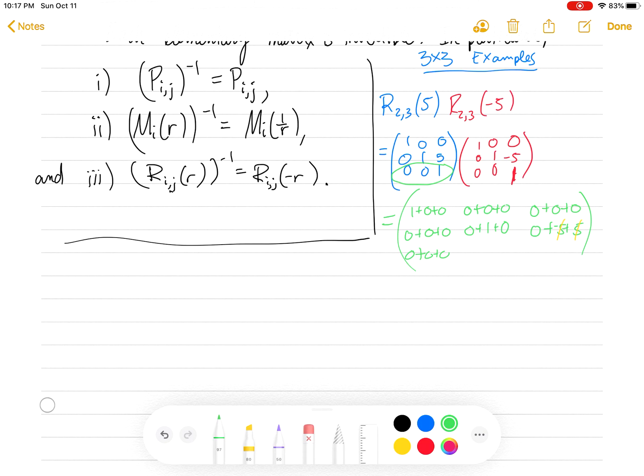All right, now back to entries. Let's go on to the third row, first column. Dot product, 0 plus 0 plus 0. Third row, second column. 0 plus 0 plus 0. And, shoot. Don't do that to me, please. Dot product. Third row, third column, you're going to get 0 plus 0 plus 1.